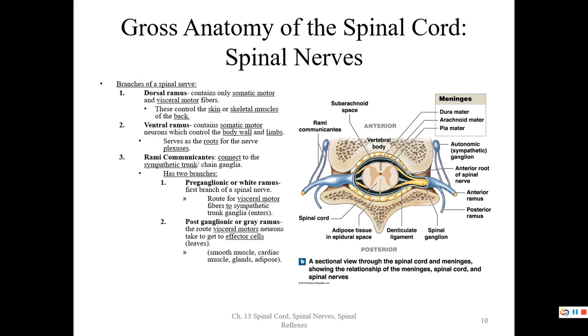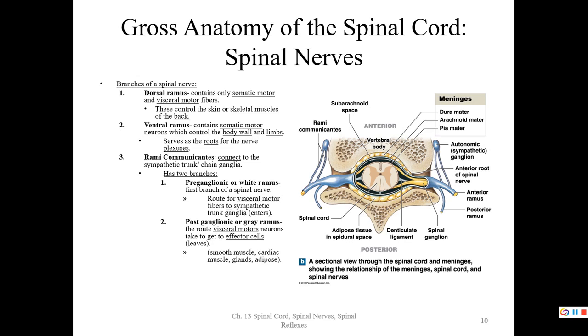There's the rami communicantes. The rami communicantes have a white and a gray ramus. What I always like to say when I talk about the white and gray ramus is that it's like your laundry. Your laundry goes in the dryer white and comes out gray. Okay? The preganglionic white ramus is how we enter the ganglia.